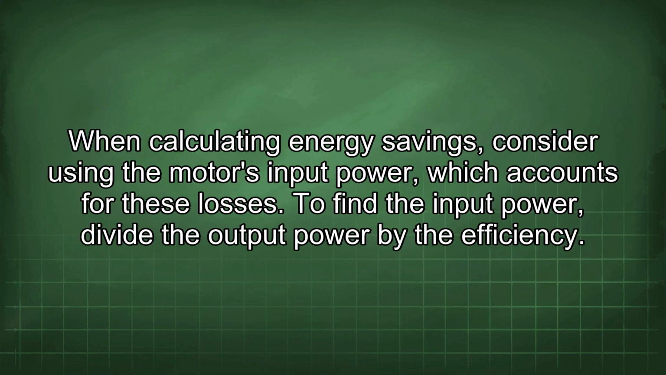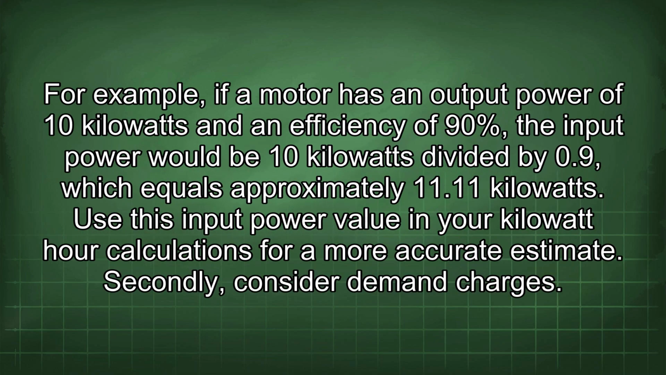When calculating energy savings, consider using the motor's input power, which accounts for these losses. To find the input power, divide the output power by the efficiency. For example, if a motor has an output power of 10 kilowatts and an efficiency of 90%, the input power would be 10 kilowatts divided by 0.9, which equals approximately 11.11 kilowatts.